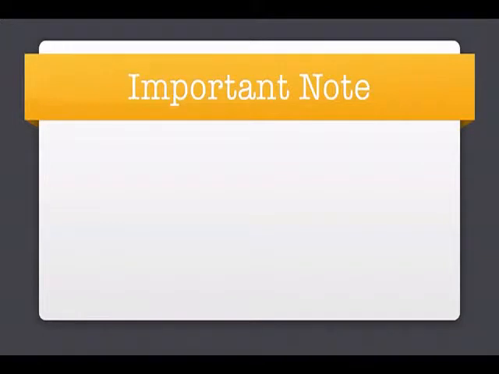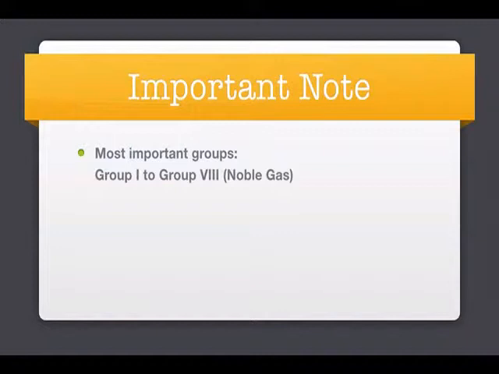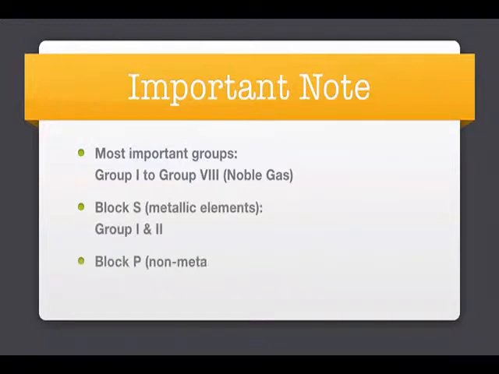Let's recap what we have learned in today's lesson. The most important groups in the periodic table are Group 1 to Group 8, which is also known as noble gas, with Group 1 and 2 in Block S, and Group 3 to 8 in Block P. It is important to know Block S and Block P very well, and also understand how the electronic structure is being calculated for each block. Once you have built a strong foundation for this, chemistry will be a piece of cake further down the road.